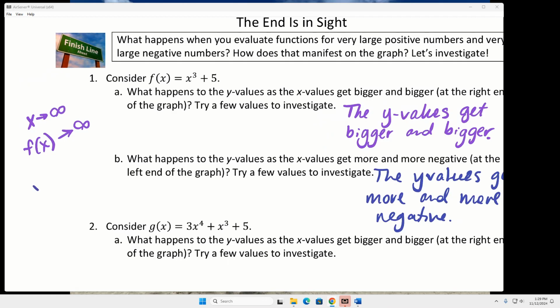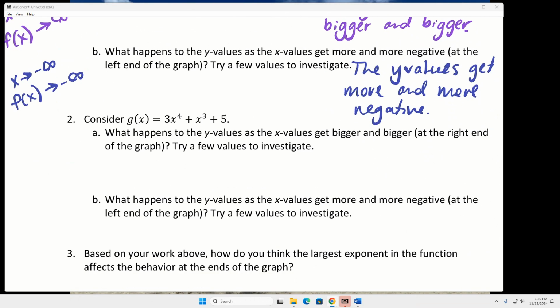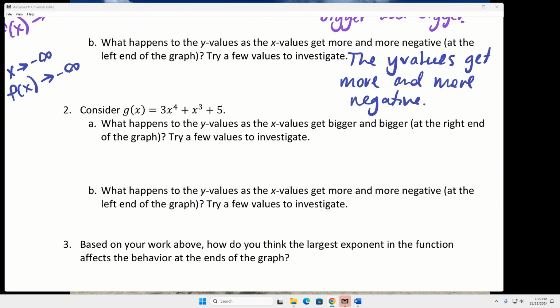Okay, and then for B, the x values are getting more and more negative. What are they approaching? Negative infinity. And in this case, the y values are doing the same thing, also approaching negative infinity. Okay, and then this is a whole new different function, g. So on g, as the x values get bigger and bigger, what are the y values doing? They're also getting bigger and bigger.